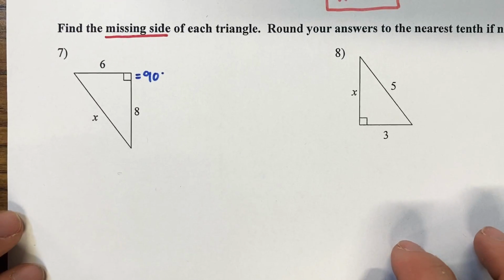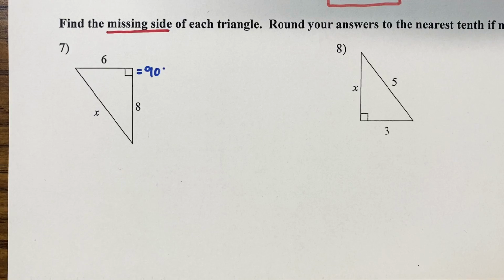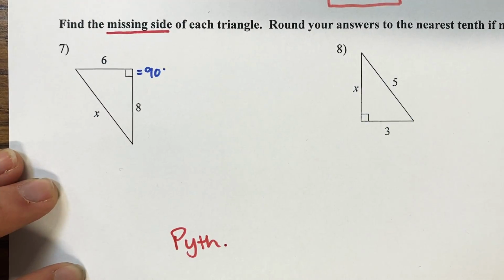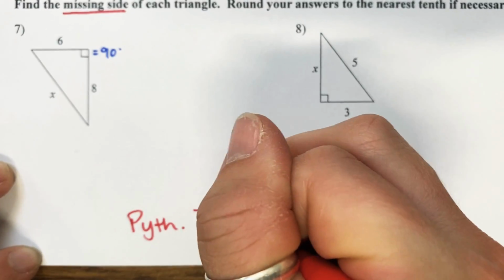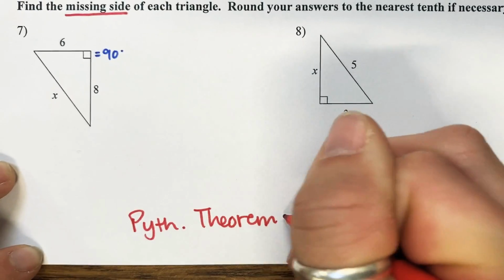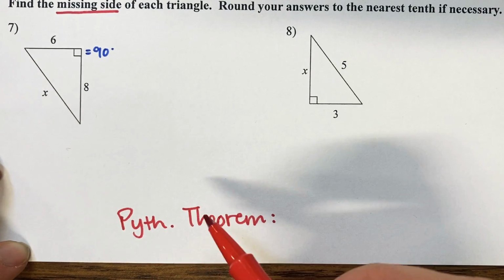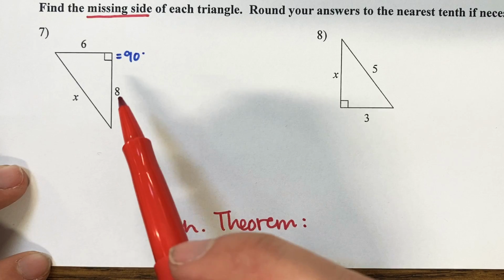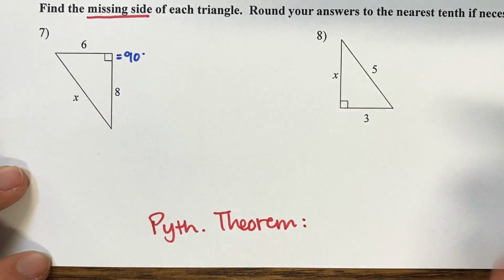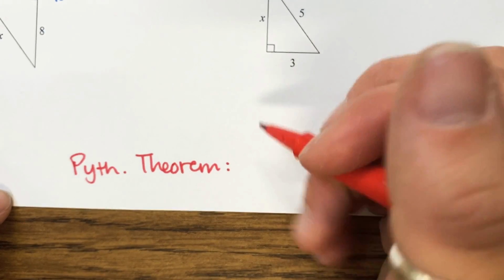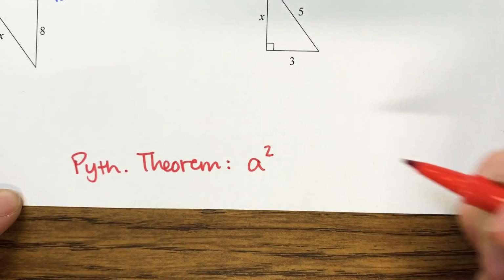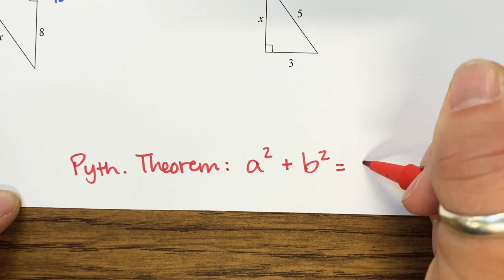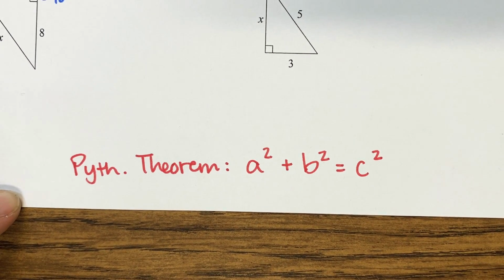So let's make this super important note on our paper. Down here, Pythagorean, I'm just going to abbreviate it, theorem. The Pythagorean theorem allows us to find a missing side of a right triangle when given two sides. This Pythagorean theorem is a squared plus b squared equals c squared.